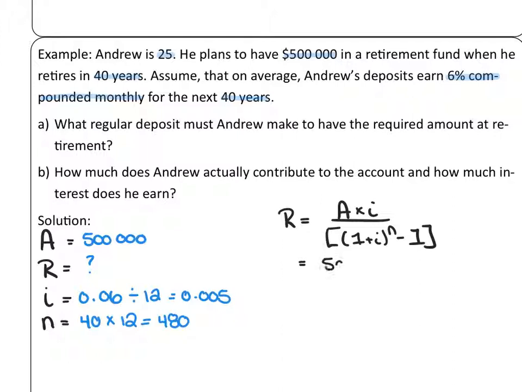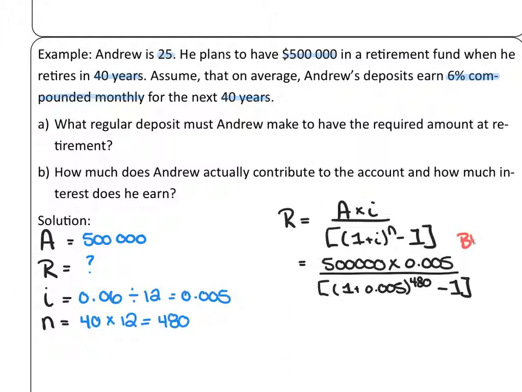So we got 500,000 times I, which is 0.005, over 1 plus 0.005 to the 480 minus 1. Okay, again, when you do this, guys, remember to follow BEDMAS. So figure out what the bottom equals, figure out what the top equals, and then we'll divide it, all while we follow BEDMAS.